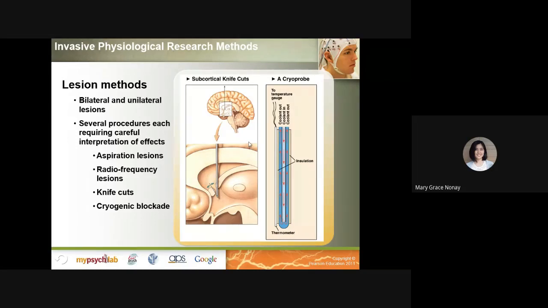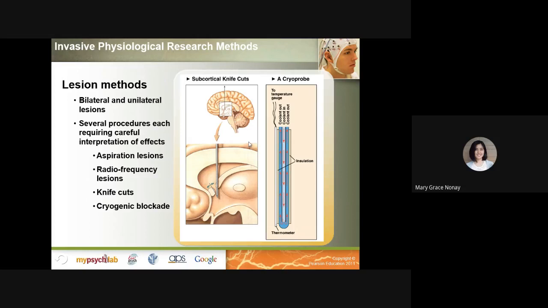Okay. But there's that question now. How does one insert a knife into the brain to make a cut without severely damaging the overlying tissue? So, ayan. Yung ginagamit nila is very, very maliit na knife. Okay? So, para hindi maapektahan yung iba. Yan yung ginagamit nila.